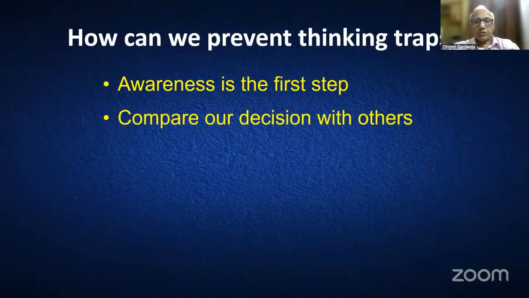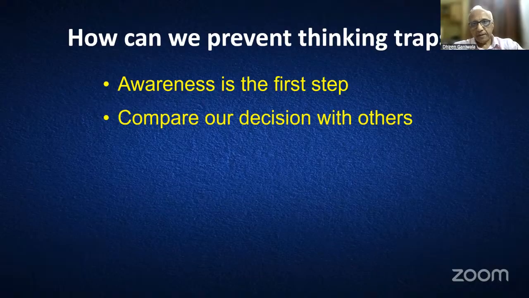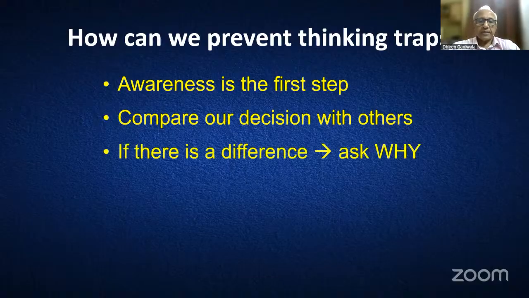Compare our decisions with others' decisions. I'm trying to say that if your decision is different all the time, then you have to think whether any thinking trap is responsible for it, something like what I described, the Maslow's hammer. If there is a difference, ask why.